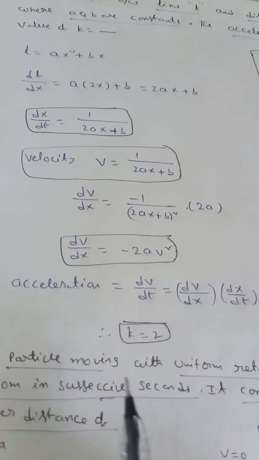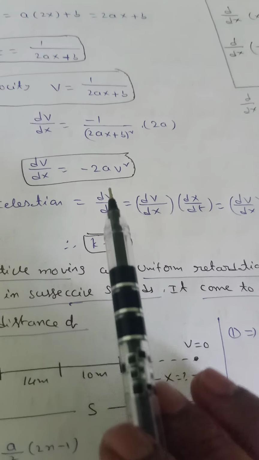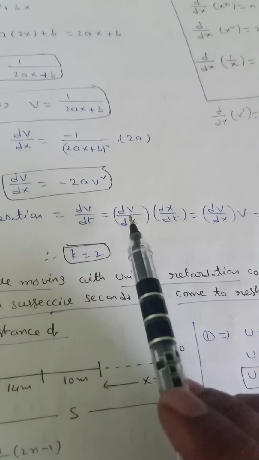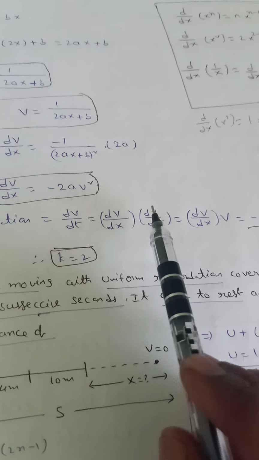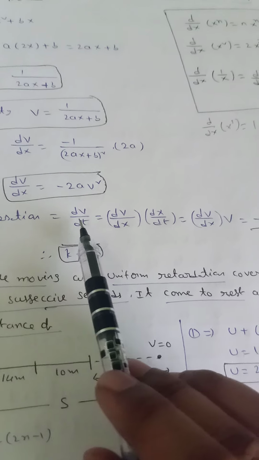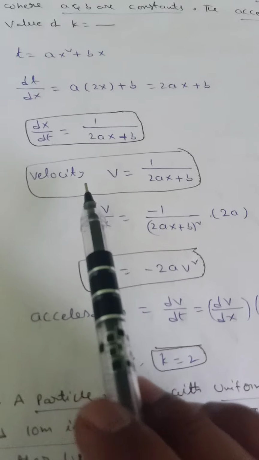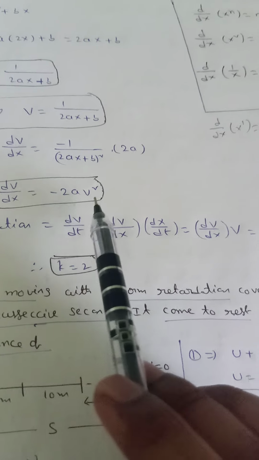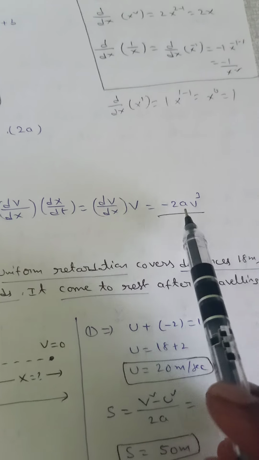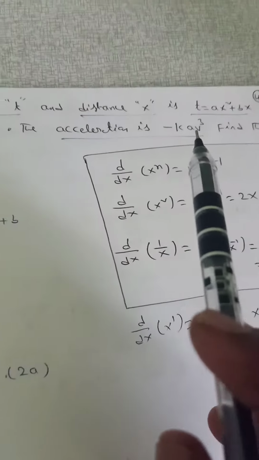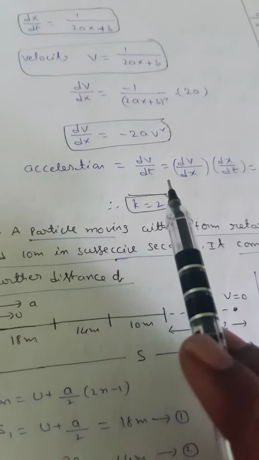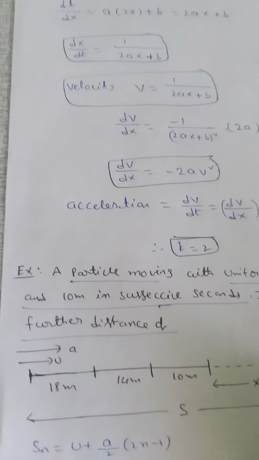Now, to find the acceleration, that means dv by dt, the rate of change of velocity. This is nothing but dv by dx into dx by dt. The dx cancels, giving dv by dt. But dx by dt means velocity, and dv by dx is minus 2a v square, so the acceleration is minus 2a v square into v, that is minus 2a v cube. In this question it is minus k a v cube, so the value of k is 2. This is an important example.